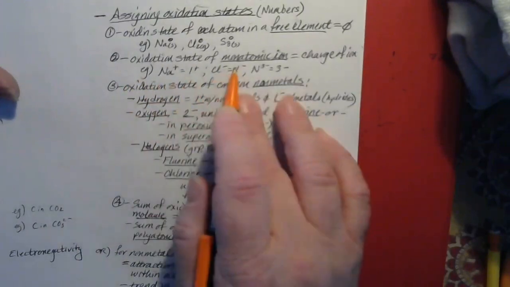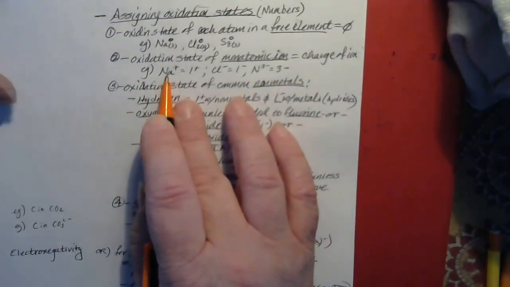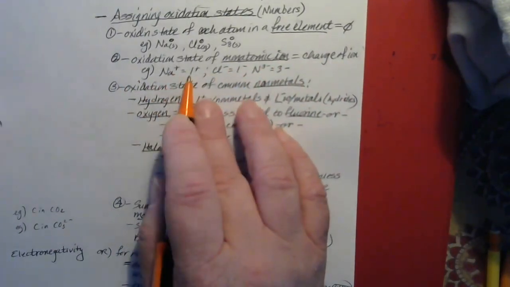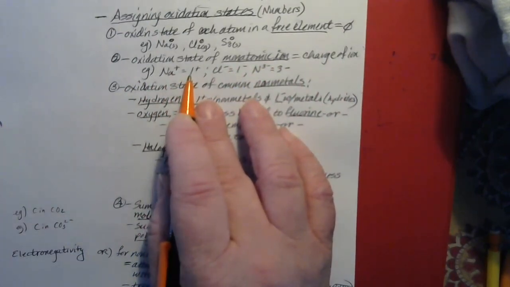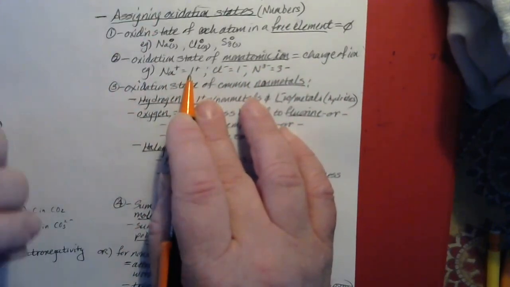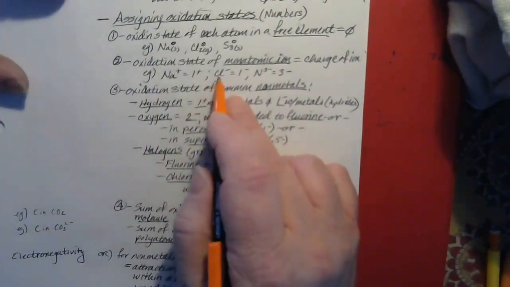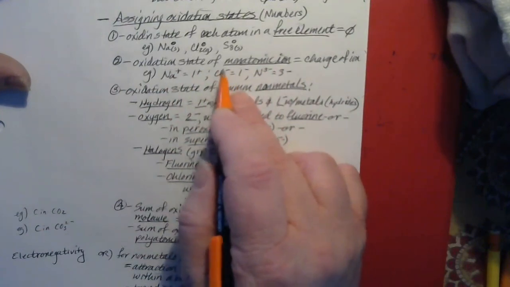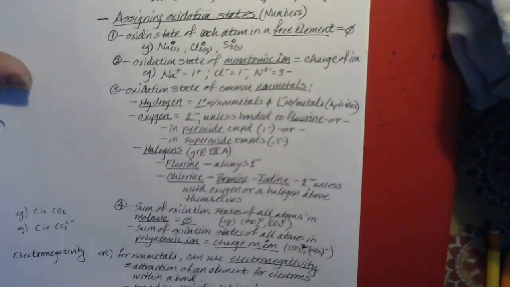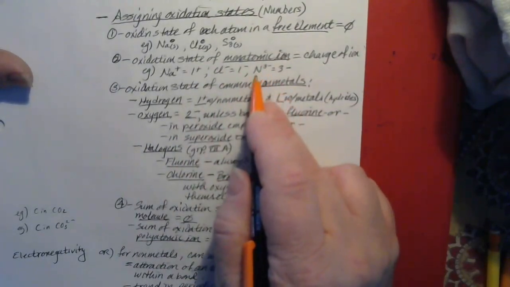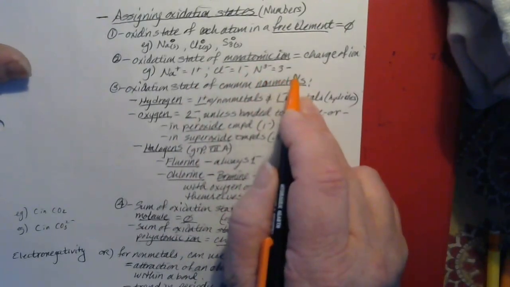Number 2, the oxidation state of monatomic ions would just be the charge on the ion. So if you have a sodium ion, Na+, the oxidation state would be +1, which the book wants to write as +1. I tend to write it as 1+, and it doesn't really matter to me which way you want to do it. If you have a chloride ion, Cl-, then the charge or the oxidation state would be -1 or 1-. If you have a nitride ion, it would be written as N3-. The oxidation state would be -3 or 3-.